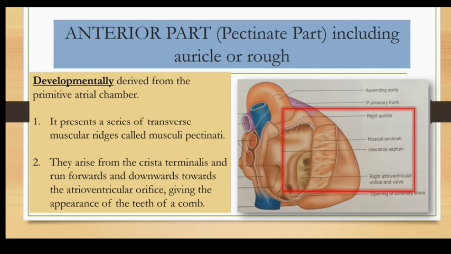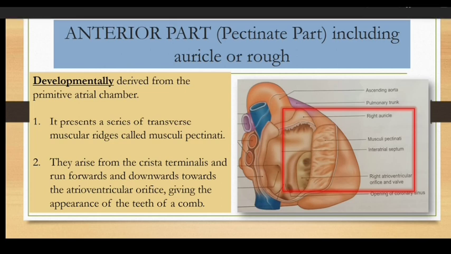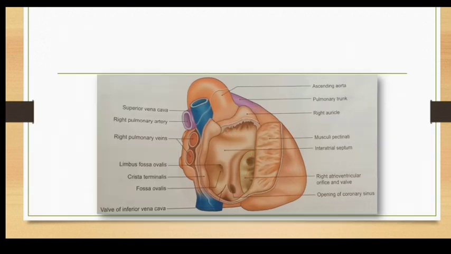So this is the anterior part, known as the pectinate part, including the auricle, right? This is the right auricle, which is included in the anterior part. This is rough due to having the musculi pectinati, right? Developmentally it is derived from the primitive atrial chamber, and it presents a series of transverse ridges on the anterior surface. They arise from the crista terminalis and run forward and downward toward the AV orifice, giving the appearance of the teeth of a comb, right? So this is the anterior part.